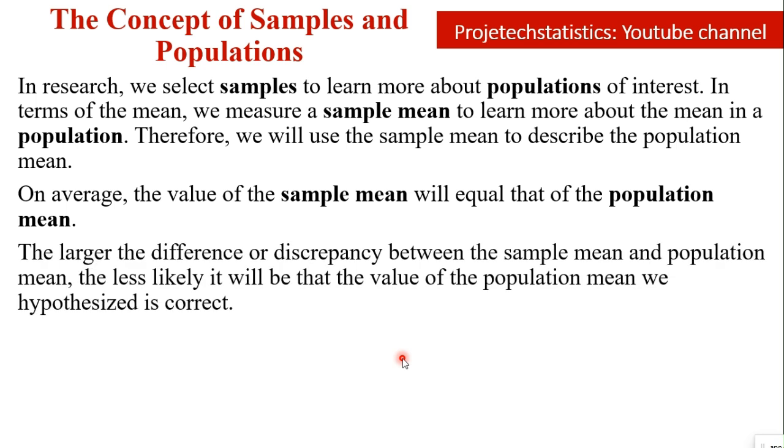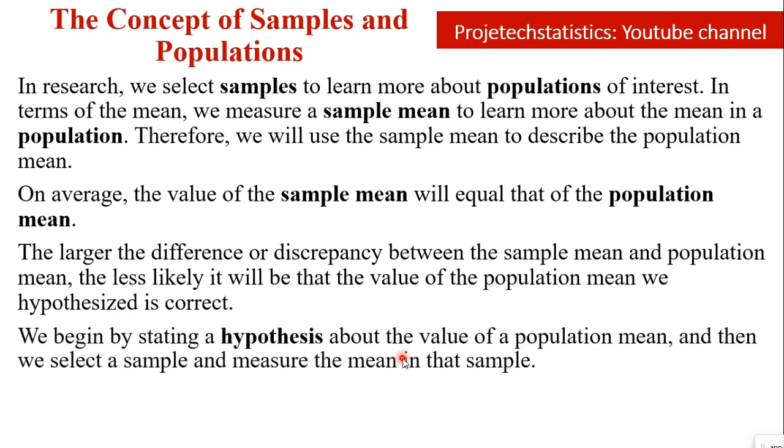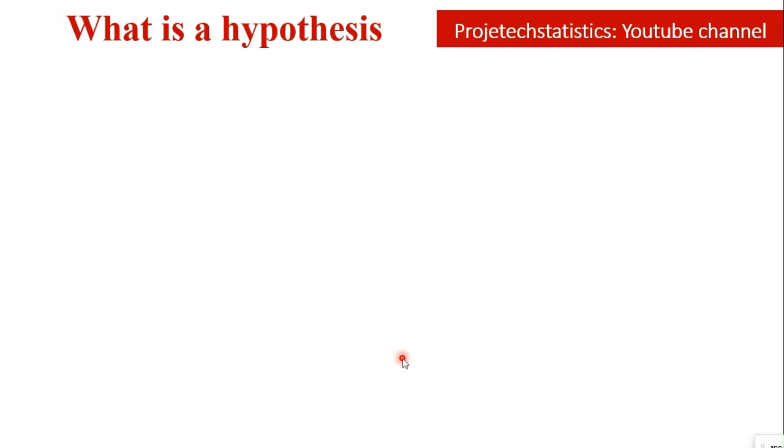So the larger the difference or discrepancy between the sample mean and the population mean, the less likely it will be that the value of the population mean we hypothesize is correct. So we always begin by stating a hypothesis about the value of a population mean, and then we select a sample and measure the mean in that sample.